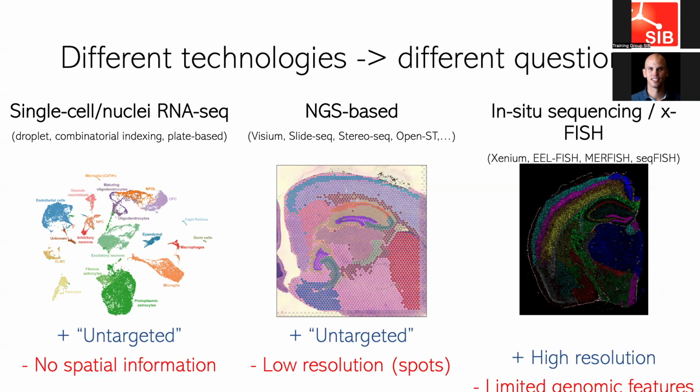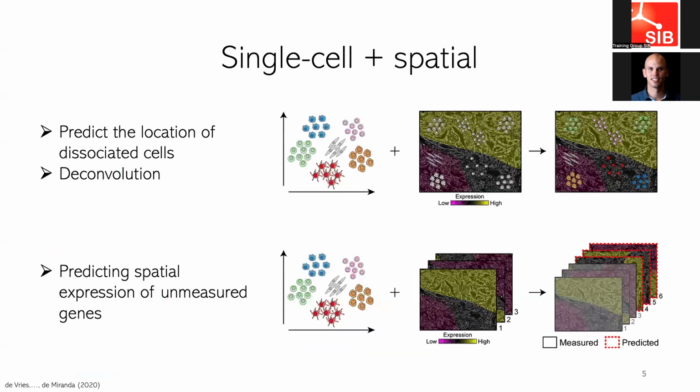And the last one is if you use in situ sequencing or FISH-based approaches, then your resolution is very high, sensitivity is high in general, but usually it is a targeted approach. Of course, there is a more complex picture, as Lars showed you yesterday, but this is largely the main limitations.